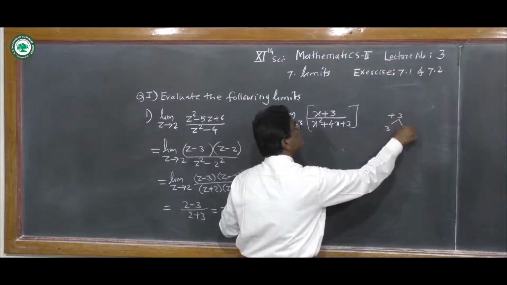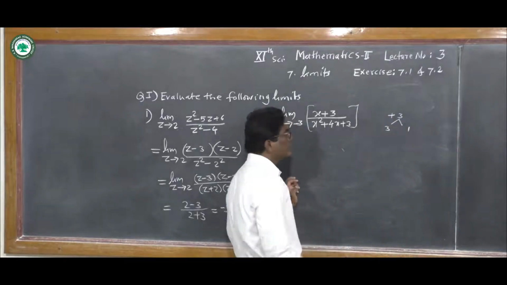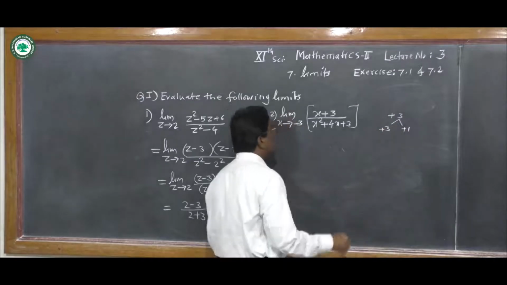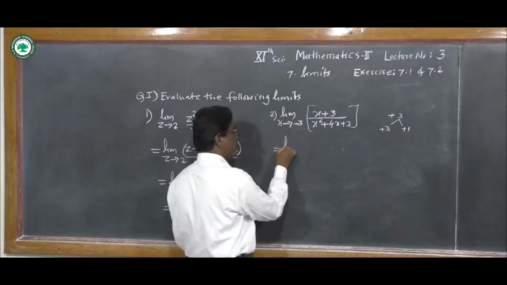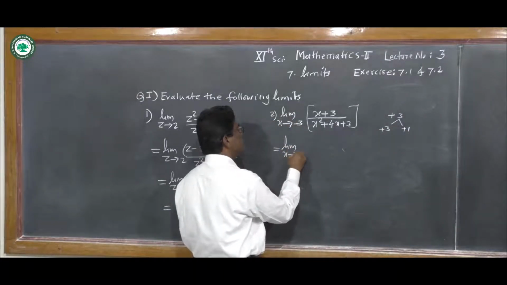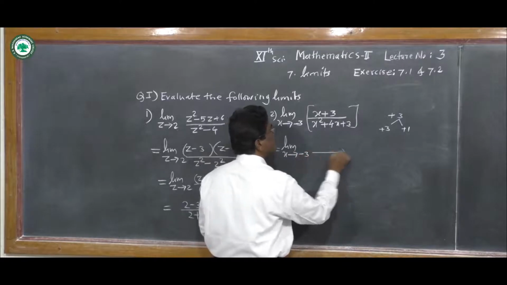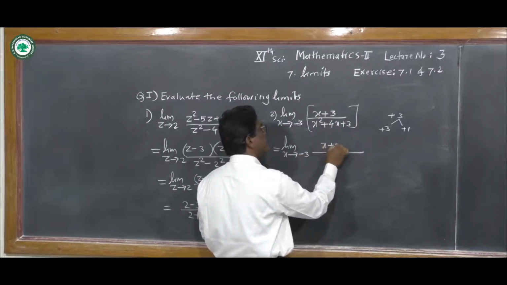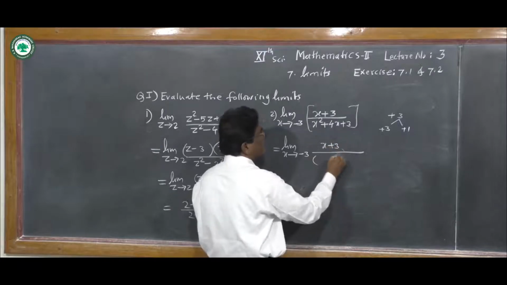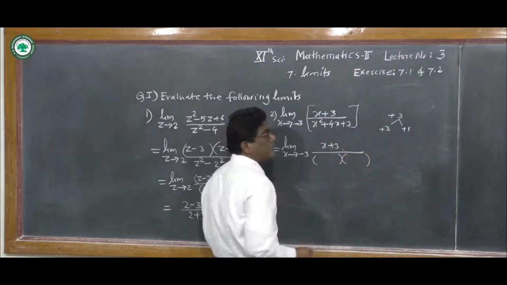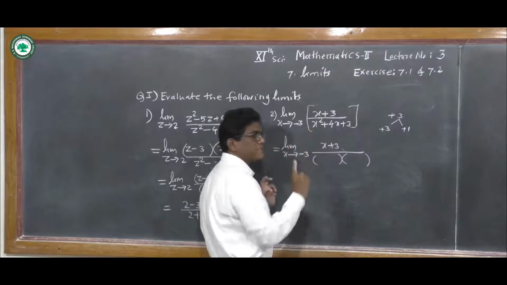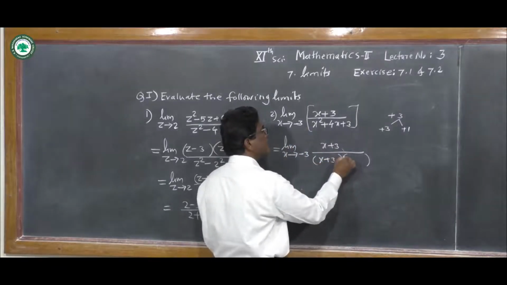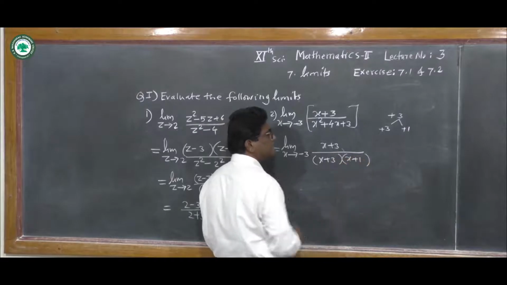We factor this: plus 3, 3 ones are 3. Now the middle term is plus, so take both plus. So we get the solution of this. Limit as x tends to minus 3, in the numerator x plus 3, and in the denominator we write the factors directly. Why do we write the factors directly? Because the coefficient of x square is 1. So we write directly x plus 3 and x plus 1.